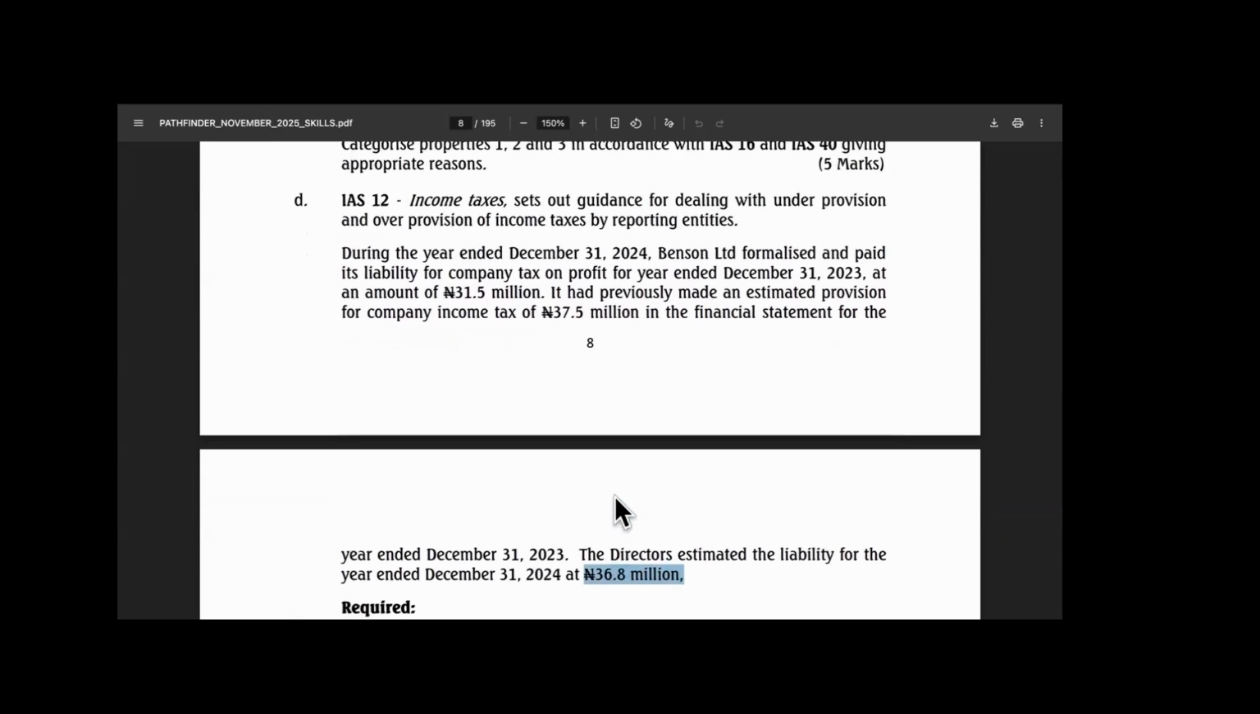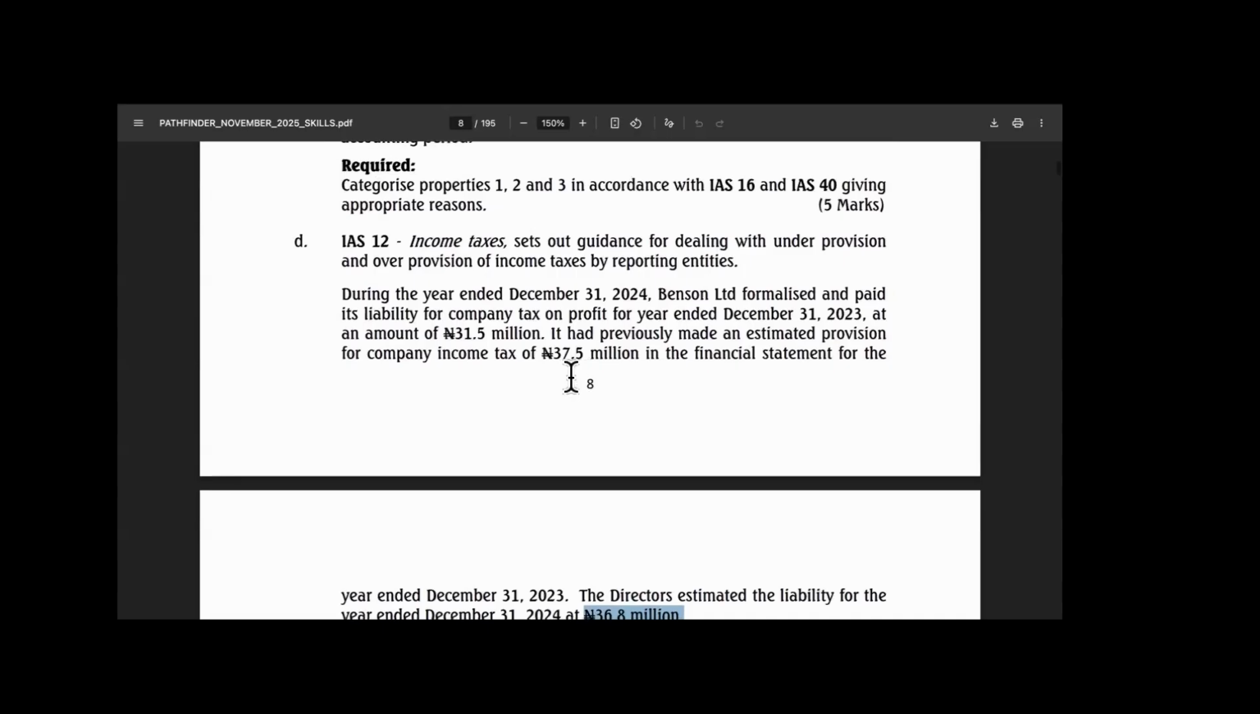However, we will need to make an adjustment for current tax of prior period. He had estimated 37.5. At the end of the day, he formalized and paid 31.5. In this case, are we going to have a situation of over or under provision for tax? Who can tell me? Under. No, no, it's not under. Over provision, sir. It's over provision.